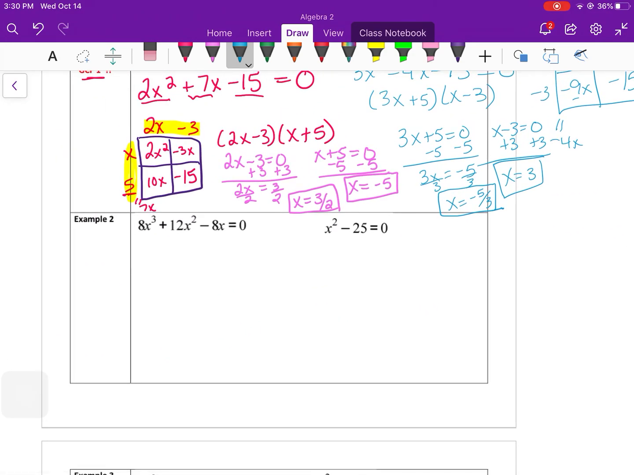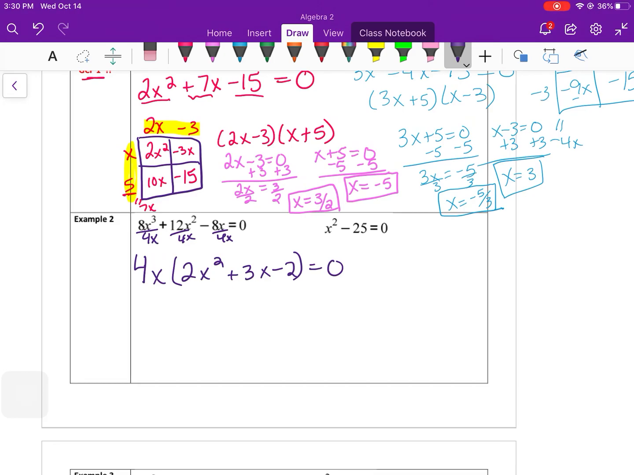Since in example 2, I start with an x cubed, that means that I'm going to have 3 answers, because the exponent tells me how many answers I'm going to have for the equation. And then 8, 12, and 8 are all divisible by 4 and an x. So I can take out a 4x to begin with, which means dividing each term by 4x. So I'm going to be left with 2x squared plus 3x minus 2 equals 0.